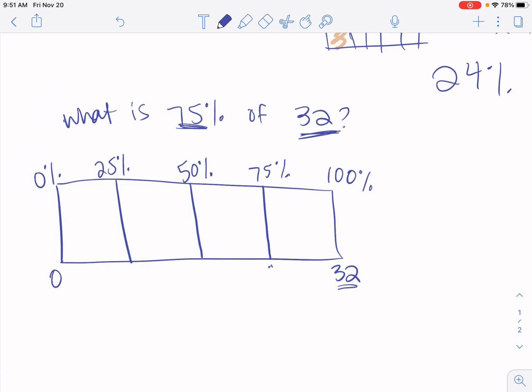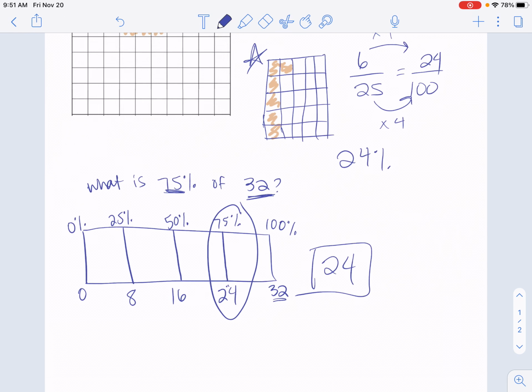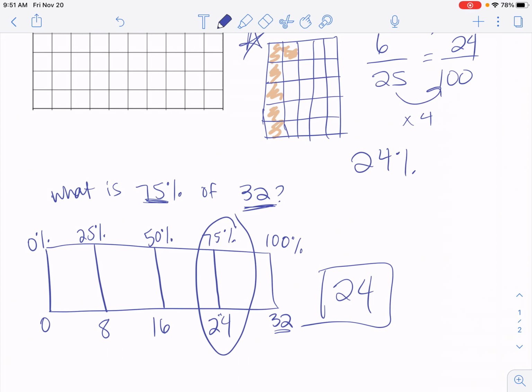My whole is 32. I have 4 sections, so I'm trying to divide 32 by 4. 32 divided by 4 is 8. So I'm going to count by 8s: 8, 16, 24, 32. Do you see how 75% and 24 match up? That means that 24 is 75% of 32. Okay, so that is a basic overview of 10 by 10 grids and strip diagrams.